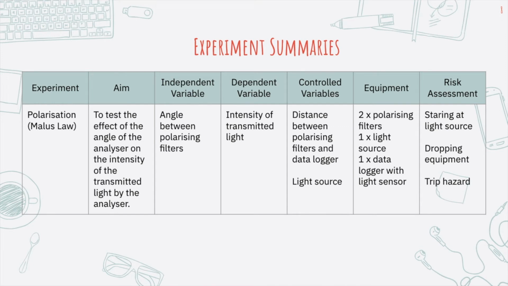Now, the aim for this experiment is to see the effect of the angle of the analyzer, which is your two polarizing lenses, what the angle between those two lenses does on the intensity of light transmitted between those. So your independent variable is the angle created between the two polarizing filters. Your dependent variable is your intensity. Okay. Notice the detail here is only enough detail for you to understand what has happened in this experiment.